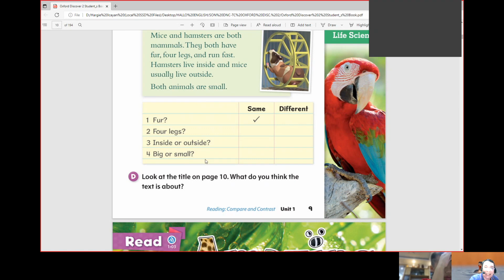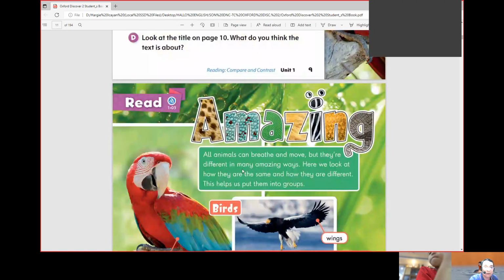Can you tell me why it is the same? Are mice big? Are hamsters big? Are mice small? Are hamsters small? So they are different. Big or small is different. Inside and outside is different. But hamsters and mice have four legs and have fur. So these are all the comparisons, and these are all the contrasts. Did you get it? Okay. Now, let's move on.